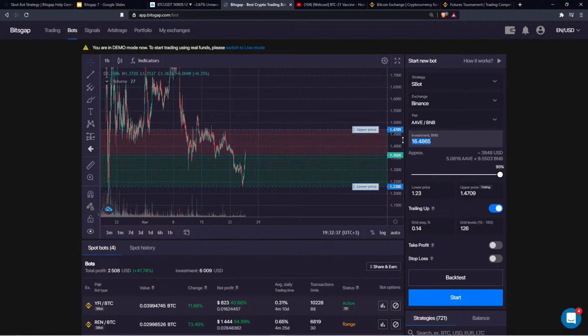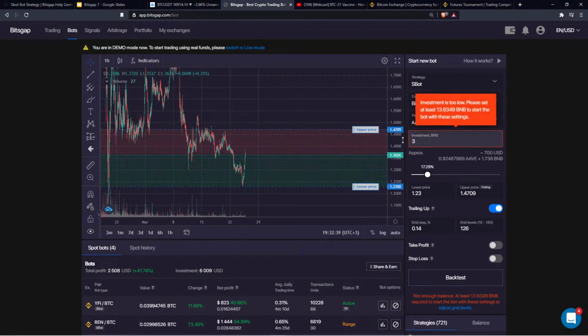But what if I want to reduce? Let's say I want to set only 3 BNBs. So the system will tell you that that's actually not enough to have 126 orders in total. So you need to increase it up to 13 BNBs.